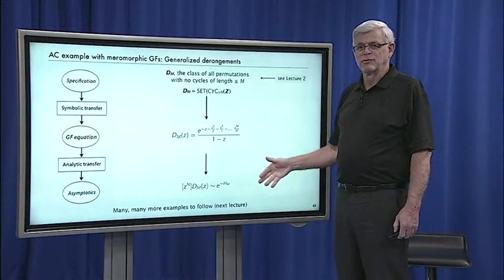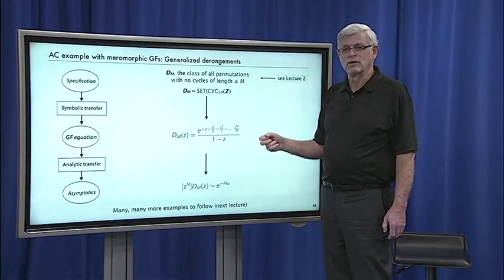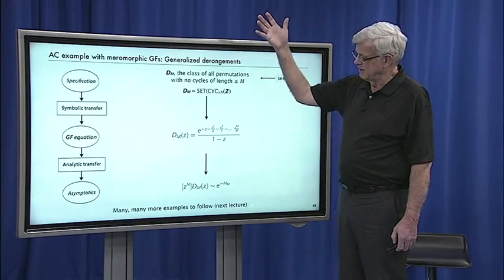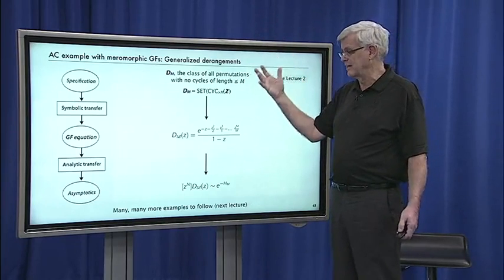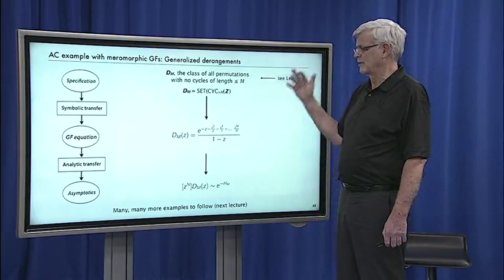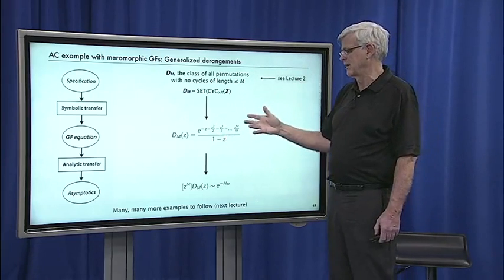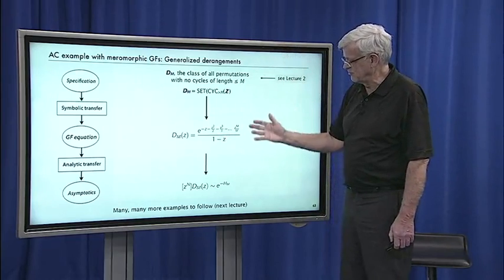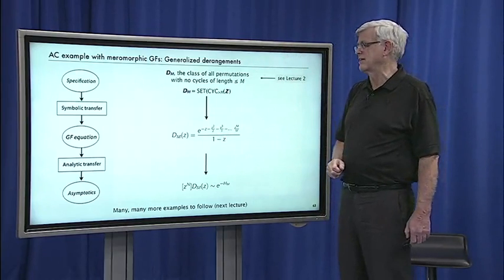So in the next lecture, we're going to see many, many more examples of this general idea that we can have an analytic transfer that works for a broad variety of generating function equations and takes us right to the coefficient asymptotics.